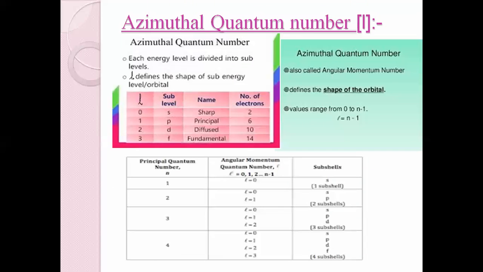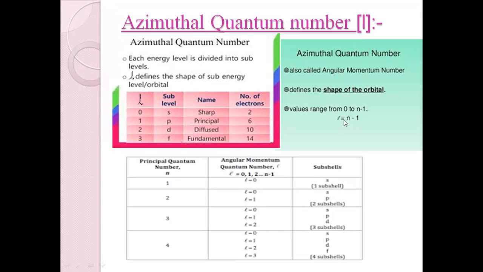Now coming to azimuthal quantum number. Now, azimuthal quantum number, which is also called as angular momentum number, it gives us the shape of the orbital. Okay, how does it give us the shape of the orbital? There is a certain formula for it. What is the formula? L is equal to n minus 1.